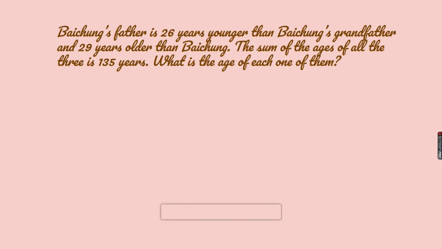Now let us move on to our next statement. Baichung's father is 26 years younger than Baichung's grandfather and 29 years older than Baichung. Sum of the ages of all the three is 135 years. What is the age of each of them? Don't get confused. We would understand it in a better way. So let us start.